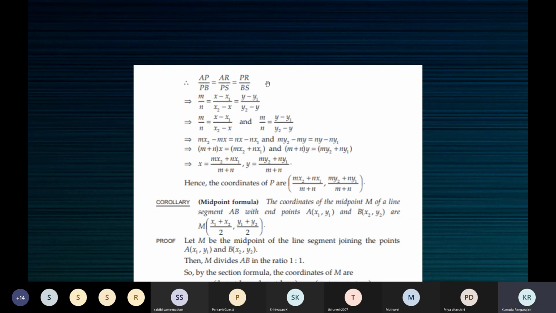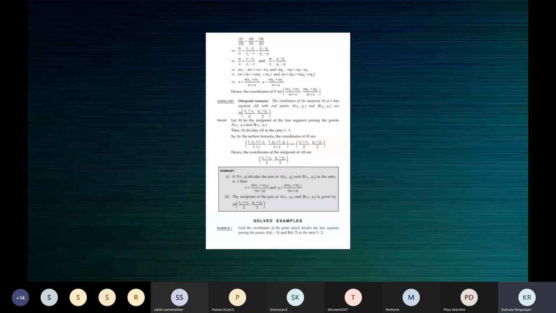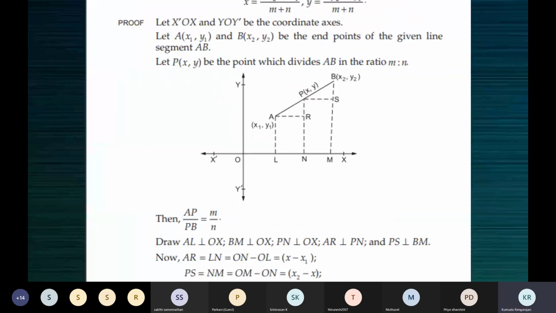Like when we had to use Pythagoras theorem, AB square is equal to AC square plus BC square. When we derived the distance formula, we found AC and BC, and then we substituted in the Pythagoras theorem. Here we are using this proportion. So to use this proportion, we need to find what to substitute for AP, PB, AR, PS, PR, and BS. That is the pre-work. Once you find that, you just substitute and derive the formula.